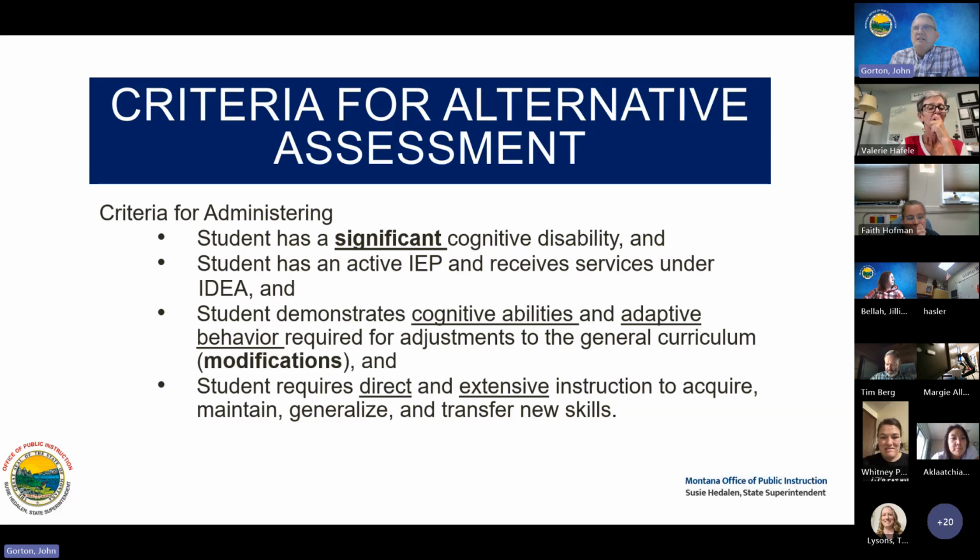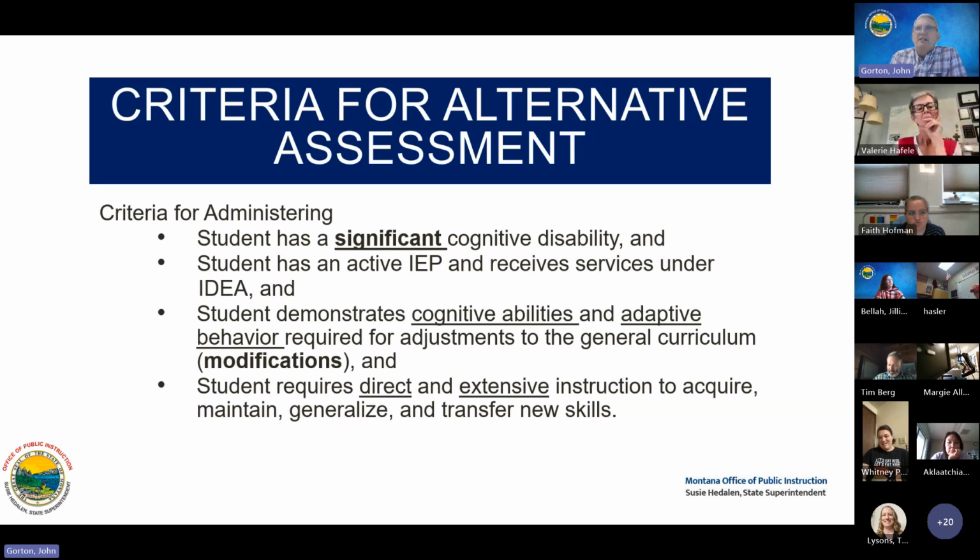The student has to have a significant cognitive disability. Typically, that would be the labels of cognitive delay, severe autism, and or traumatic brain injury. Not in every case, but typically those are the handicapping conditions under IDEA that might be eligible for that. Does a student have an active IEP and receive services under IDEA? Well, yeah, we're all together building the IEPs at that moment, and so obviously they do have one.